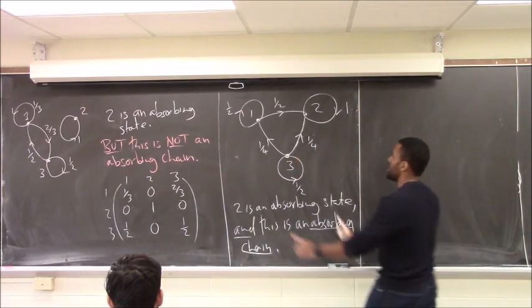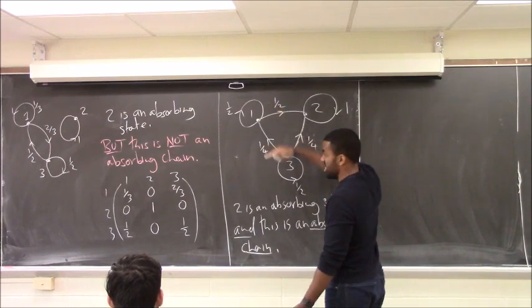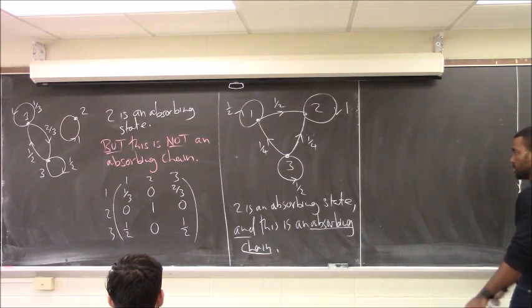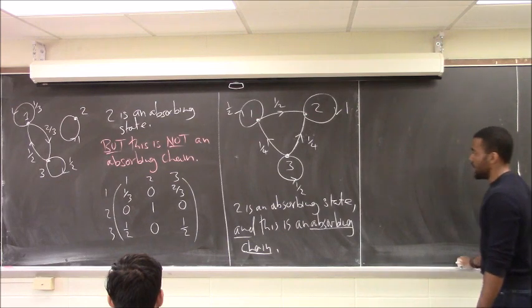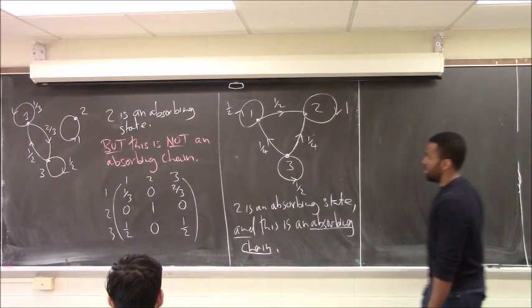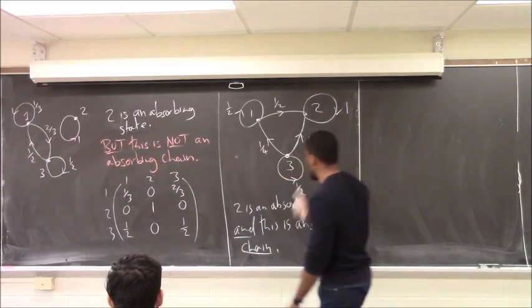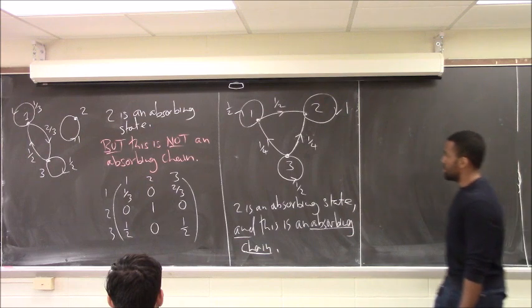Again, once you actually enter state 2, it's impossible to leave. However, every other state that's non-absorbing could possibly get to state 2 in finitely many steps. So this is called an absorbing chain. Both of these have their own applications, but these are quite useful. Sometimes you enter a state and you can't leave it.